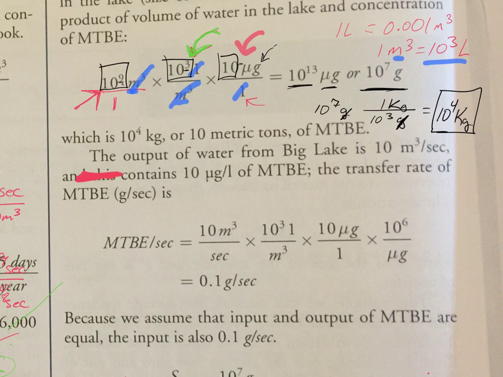That's where they got that. So that's where this number comes from here. So it's 10 to the fourth kilograms, which turns out to be, with another conversion, 10 metric tons. 10 metric tons is a big deal of poison in the lake. So that's what we would guess is in the lake based on these conversion factors. The output of water from Big Lake is 10 meters cubed per second. That's in the initial paragraph. If you go ahead and read on page 47, you can go and read for yourself.